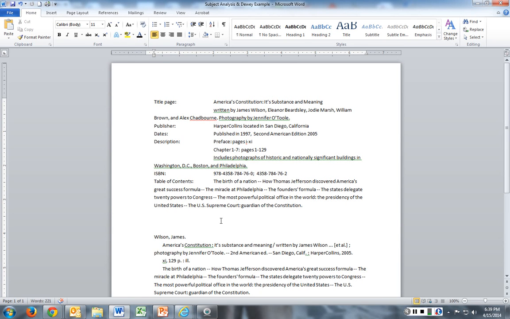In fact, the last chapter, the U.S. Supreme Court, guardian of the Constitution, is expressly telling you what role the U.S. Supreme Court plays in keeping the Constitution as a viable document. So, would we want to bring out in our subject headings these different executive, judicial, legislative branches?